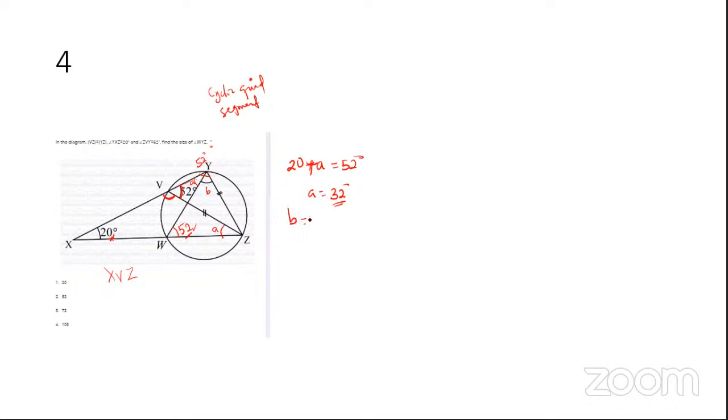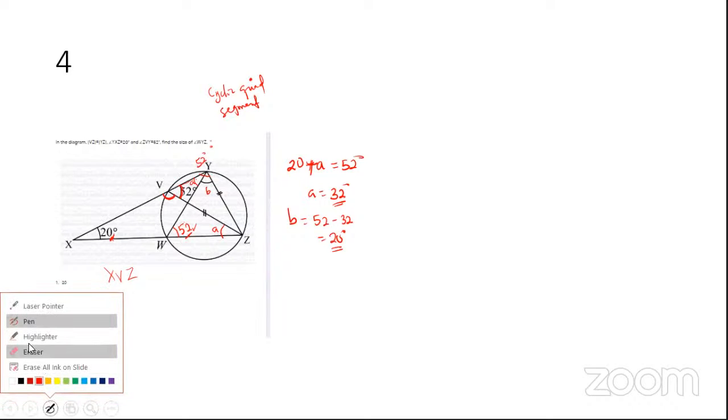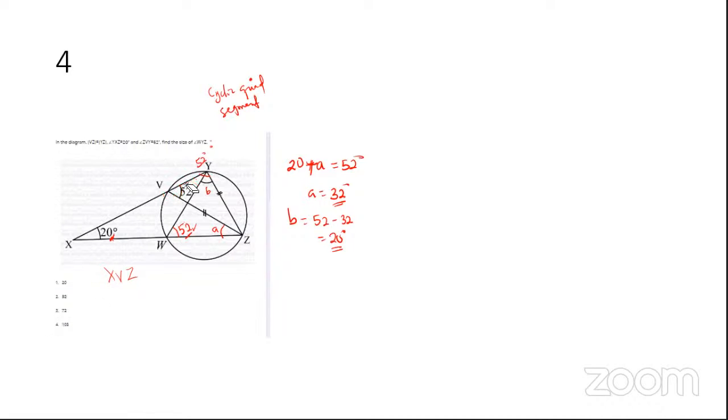So our B is equal to 52 minus 32, which is equal to 20. So it means the answer to that is what? 20 degrees. So let me explain again. What we have just done here is that the major thing that we can use, the major one that will give us the straight answer, is to look at two major theorems.